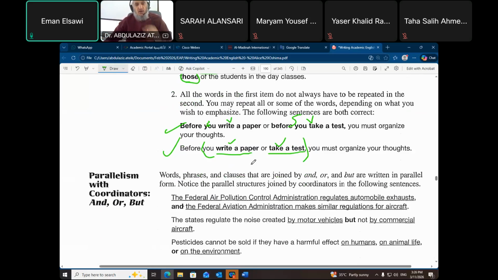Okay. So this one, if you take from here, you write a paper or take a test, this is simple. Okay, simple. Why? Because this is a compound verb phrase. Verb phrase, verb phrase. The verb phrase is the verb plus object, verb plus preposition plus object. They call this a verb phrase.